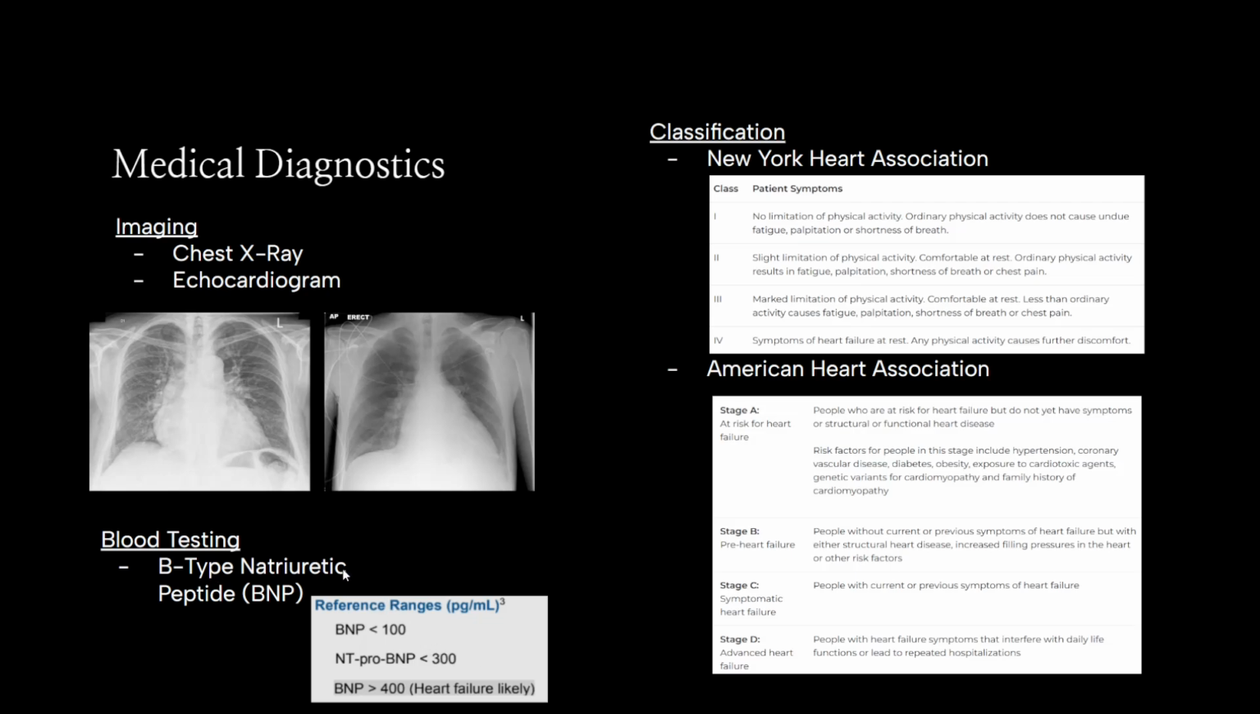But what is B-type natriuretic peptide, or BNP? It's secreted by cardiac muscle in response to stretch. So that's how it can be used to detect systolic heart failure, but not diastolic heart failure. Then we've got a couple classification systems.